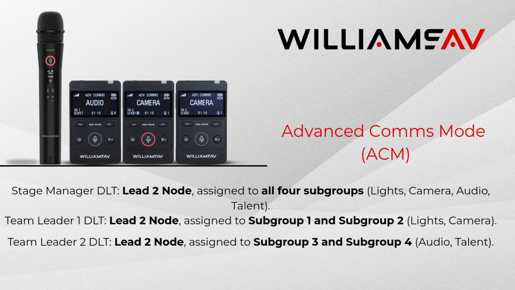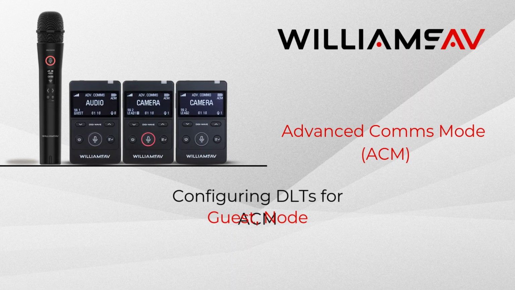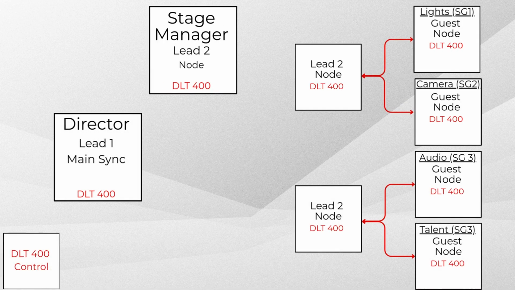Once configuration is complete, each DLT will be able to toggle between its assigned subgroups using the arrow buttons on the device. The Lead 2 users can also initiate private calls directly from the DLT using those same navigation arrows. In some cases, you may want to assign guest DLTs to crew members so they can communicate back to their team leaders who are using Lead 2 DLTs. This setup is especially useful for enabling direct role-based communication without granting full subgroup control to every user. The configuration steps for guest DLTs are very similar to what we covered in Section 5, but we'll walk through the process again here to make sure everything is clear and properly set up.